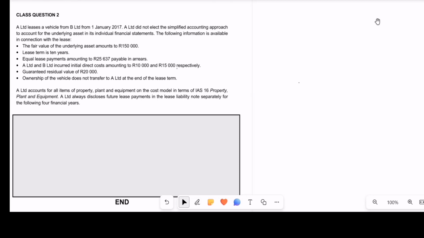And today we'll be looking at a Leases question. With this question, we're going to do the lessor's and the lessee's part. I also want us to look at the different types of leases.